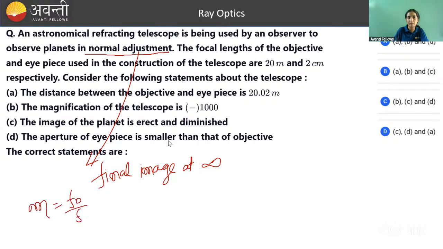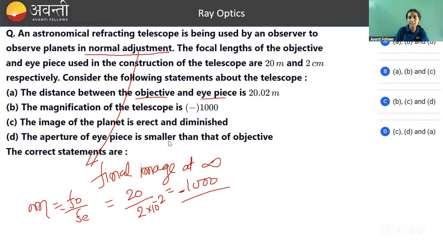F naught by Fe with negative sign, right? So F naught क्या है तुम्हारा? F naught is 20 मीटर. ऑब्जेक्टिव का फोकल लेंथ डेफिनेटली ज्यादा होगा एंड Fe is how much? 2 सेंटीमीटर. So 2 सेंटीमीटर को मीटर में कन्वर्ट करो. You will write it like this. So 1000 with negative sign. Magnification will be this much.